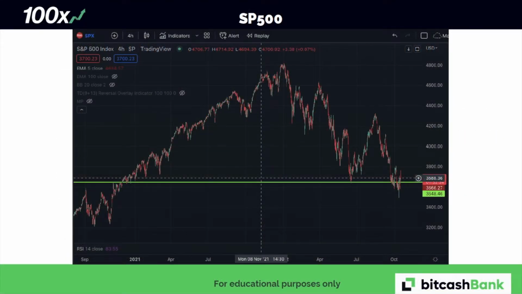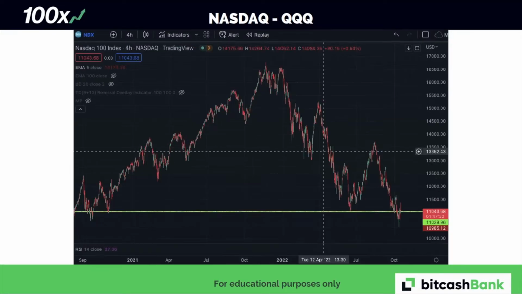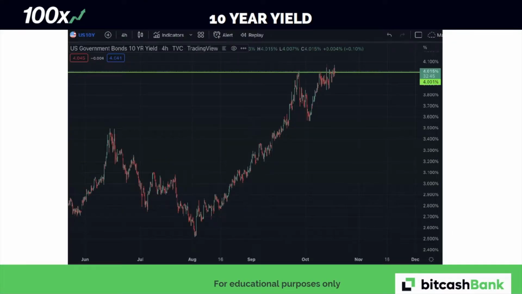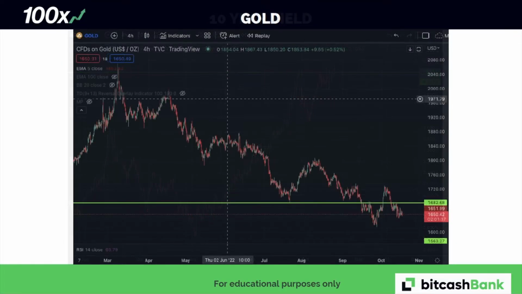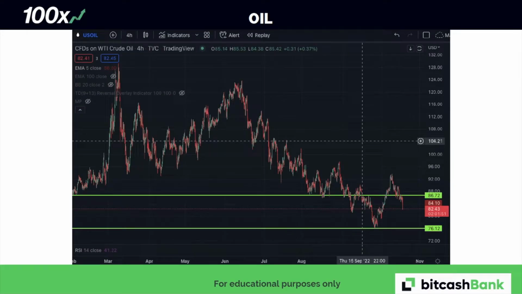Let's move on to technicals of the markets. The S&P 500 has rebounded above support levels of 3650. The Nasdaq QQQ is above support levels of 11,030. The 10-year yield continues to rise, so bonds continue to fall in price. Gold remains below resistance at 1680. Oil is below resistance as the US continues to release strategic reserves before the elections.